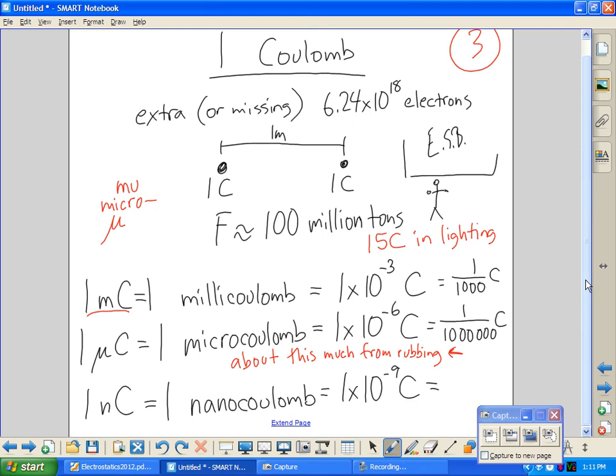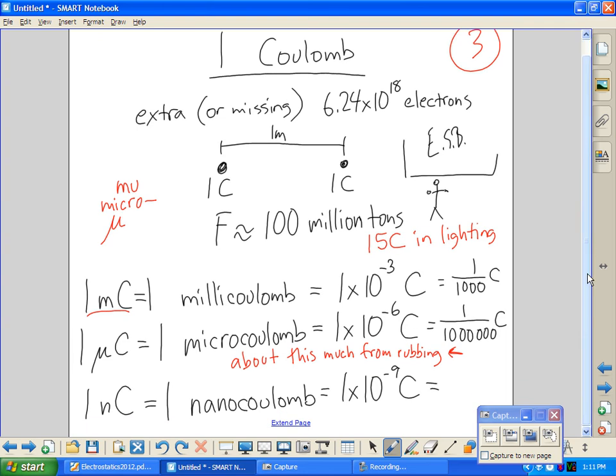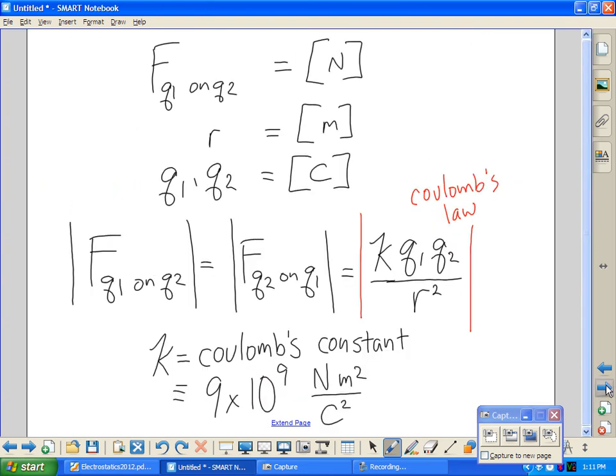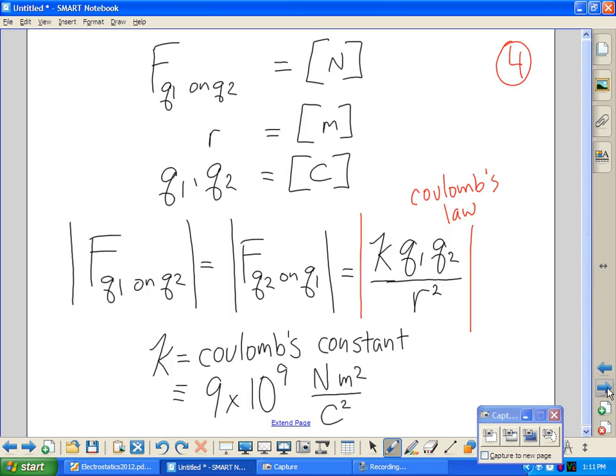And don't get sidetracked, Chris. Hang on. So let's see. We have prefixes on page 3. Page 4, we introduced the quantitative form of the Coulomb's law equation. And Coulomb's constant, which gives us newtons, provided we put in coulombs and meters.